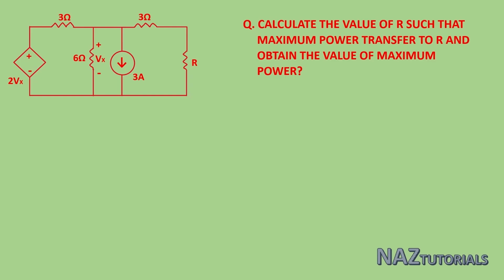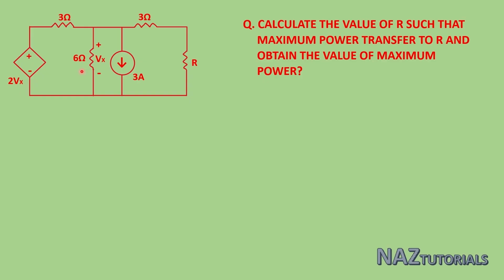Hello everyone. In this example, we will understand the concept of maximum power transfer to any load R for a dependent source circuit. Here there is a voltage dependent voltage source. Its value is 2Vx. That Vx depends upon the 6 ohm voltage.